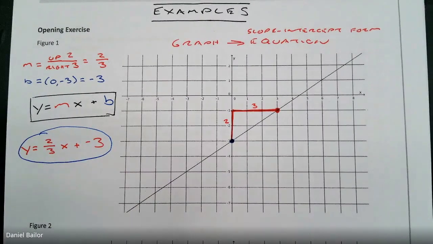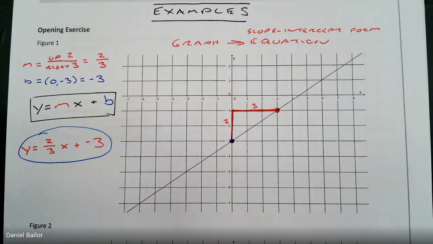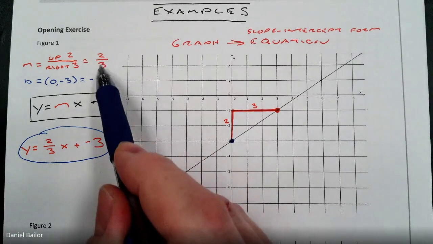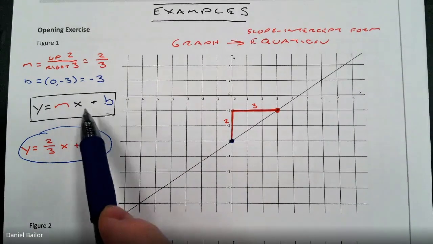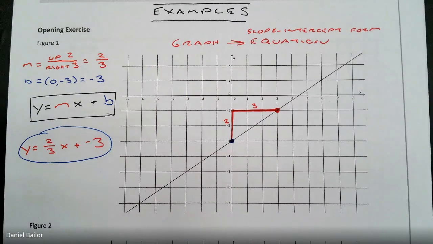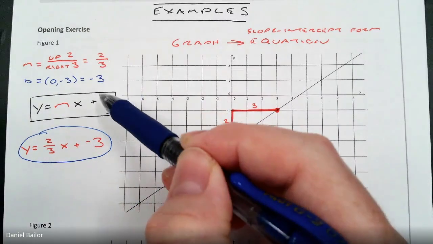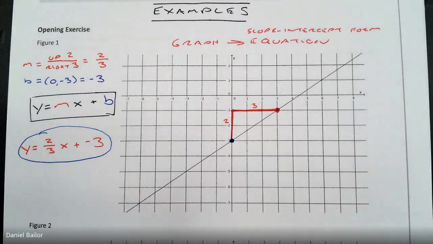That is how you look at a graph and make an equation. You find the slope and the y-intercept, and then you put it into the slope-intercept form. So find the details and substitute into slope-intercept. That's what you're doing today.